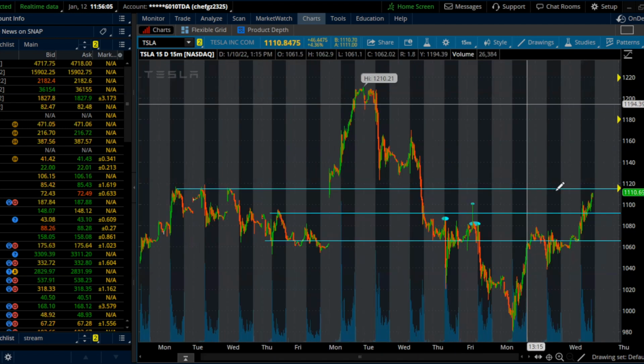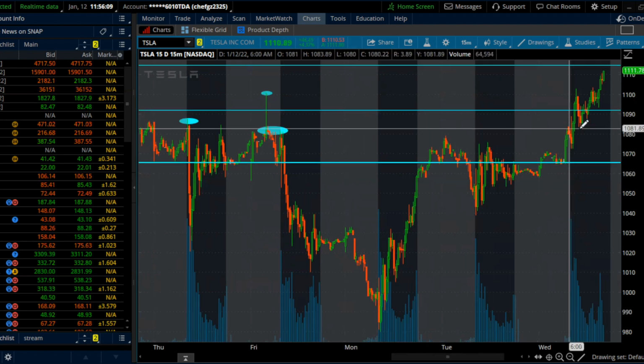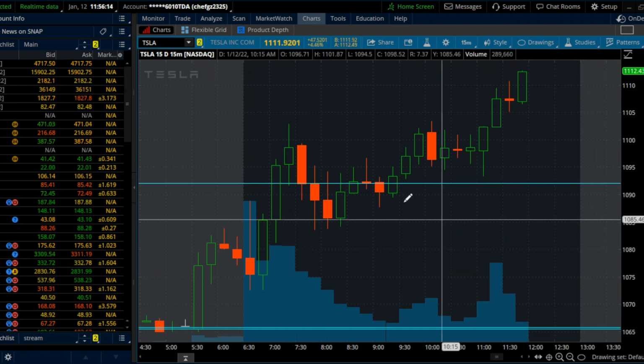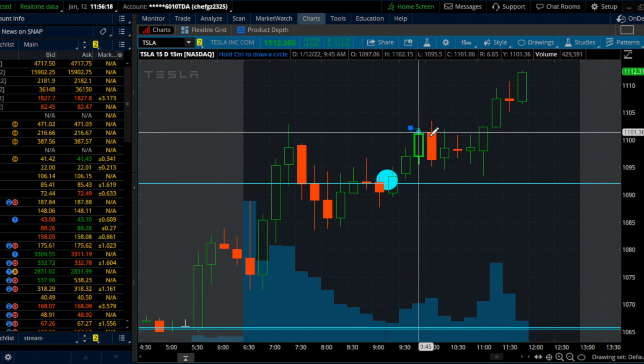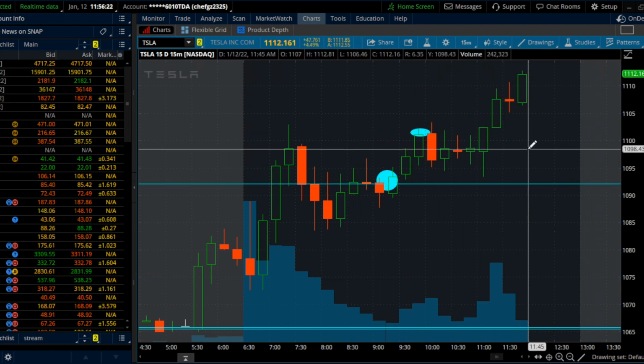All right, so look at this. Tesla is finally going to actually hit my target. I was in long calls here for Tesla earlier today. Entry was here, took profit around here, and then look, now it's just moving again.